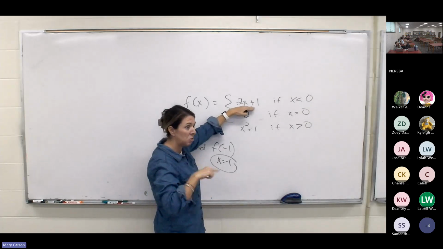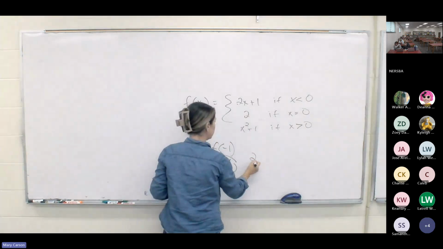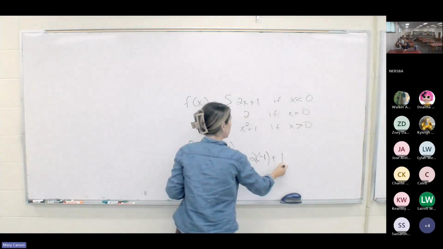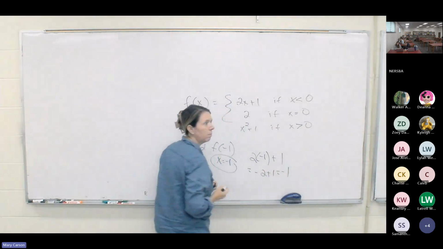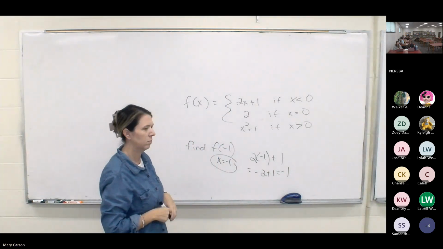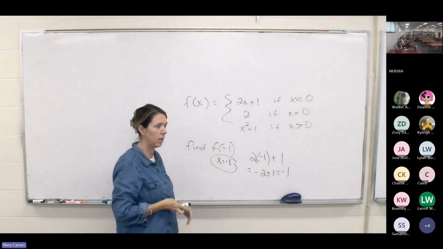So again, this is what you're going to do on your test because there's several problems like this. So we're going to plug it in the first one. 2 times -1 plus 1 is going to be equal to -2 plus 1, which equals -1. Got it? So you would say f of -1 is equal to -1.